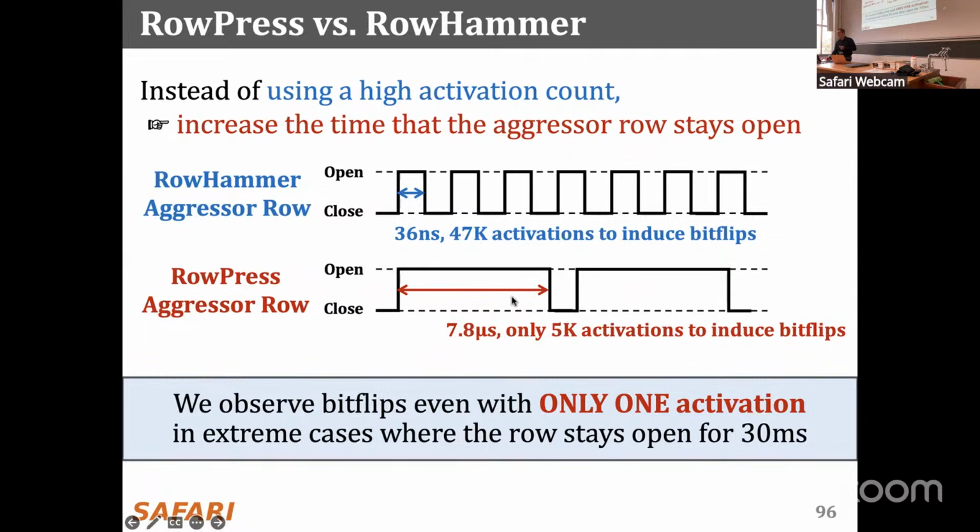It turns out keeping the row open a long time induces disturbance that is much more effective than activating it as frequently as possible. In this particular example from a real chip, you need only 5,000 activations to induce the bit flips, as opposed to 47,000. Which means that if your mechanism is detecting, let's say, even 10,000 activations to refresh the adjacent rows, you will get bit flips with this sort of access pattern.